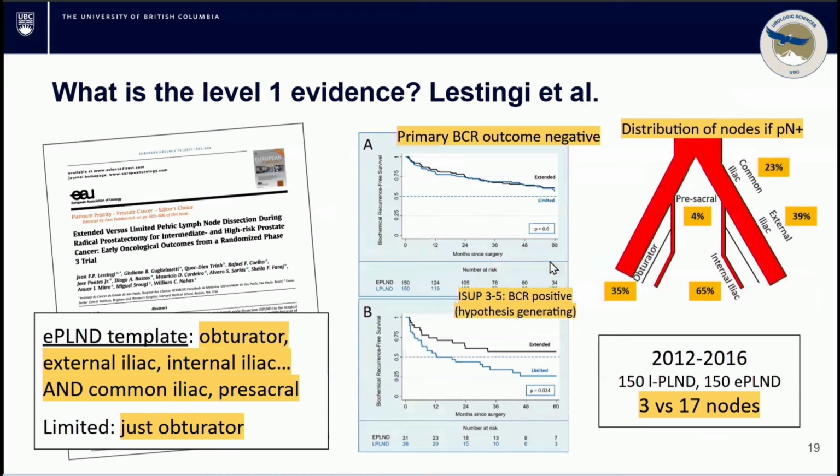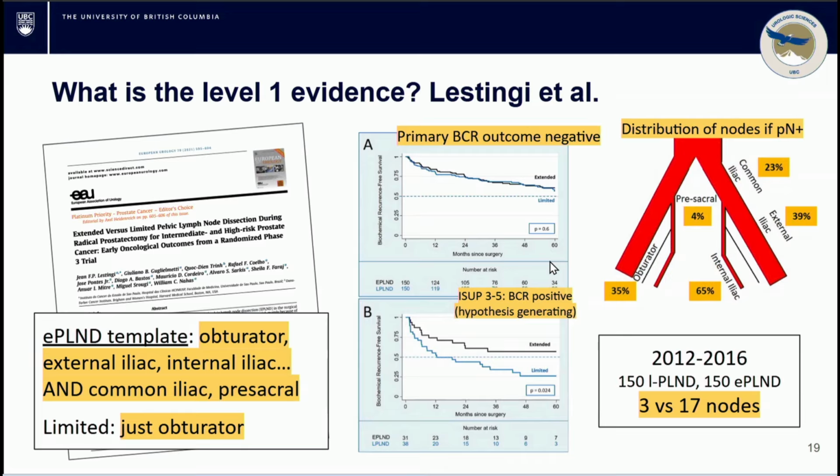Now, if you want to ask about level 1 evidence, as we always should, there are two major trials in the space. There's the large single-center 2-year trial out of MSK that I alluded to at the beginning of the presentation, and then there's a Listinghi trial out of Sao Paulo, where they randomized about 300 people to receiving a limited pelvic lymph node dissection versus an extended pelvic lymph node dissection.